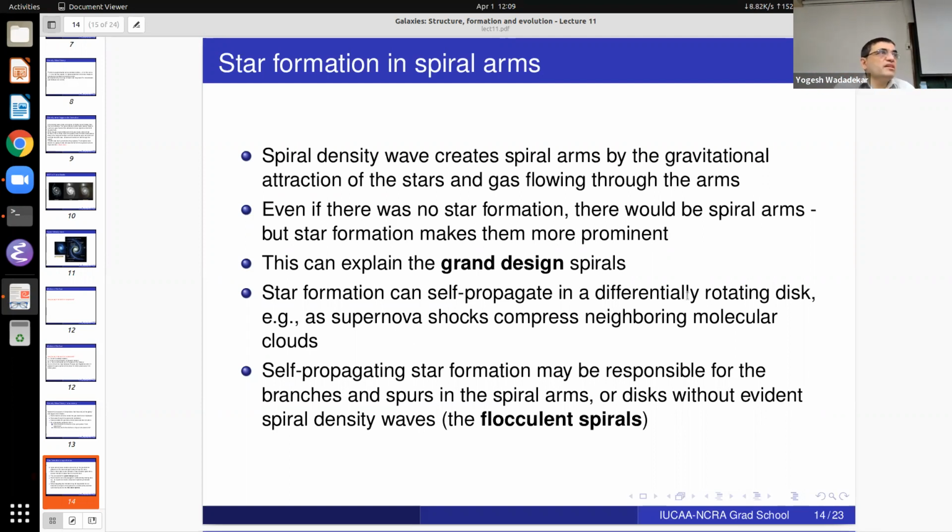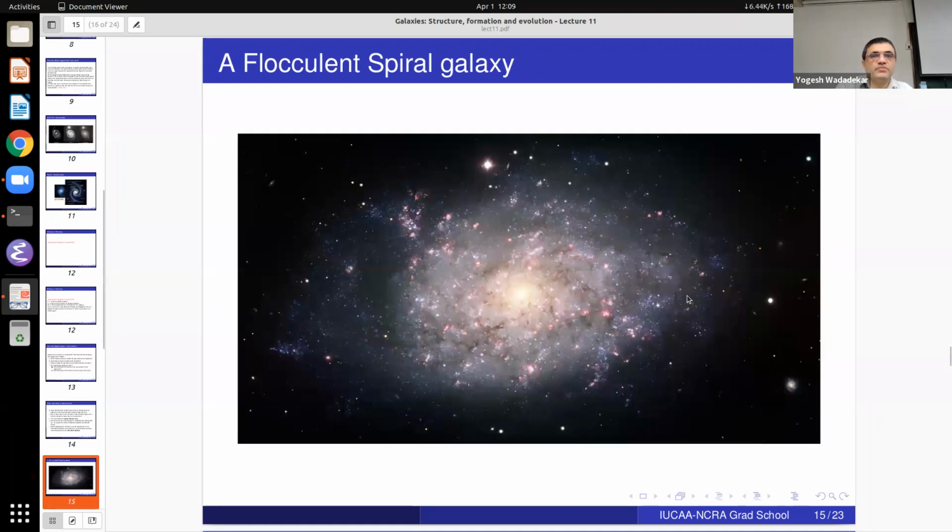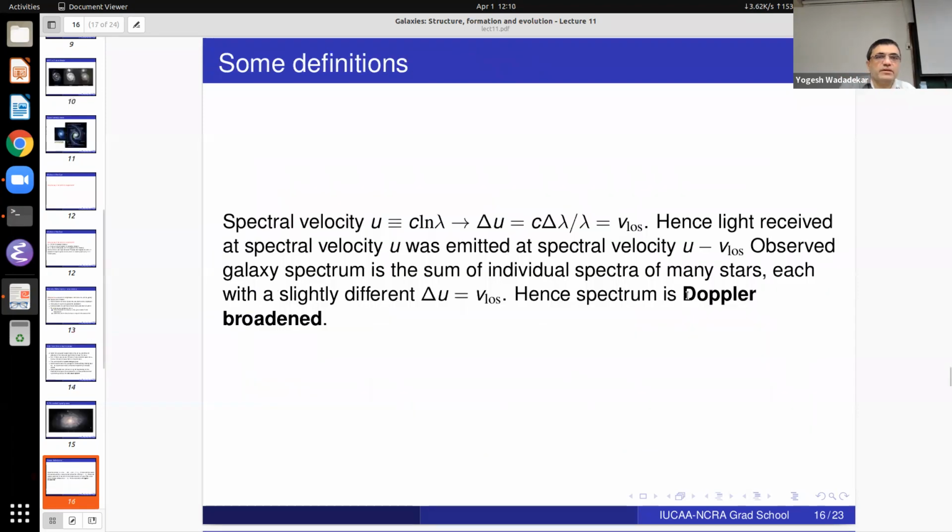So maybe in the Milky Way, both processes are happening. There is the density wave driven star formation, and then there is the detonation wave star formation also happening. And so now we have a more complete picture, provided we combine both these theories together. Both are operating and creating spiral arms. So this is again a flocculent spiral galaxy. Lots of star forming regions in the disk, but no obvious spiral pattern.